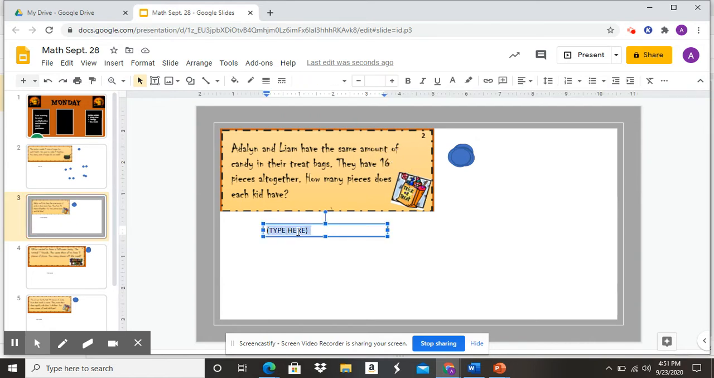That's the number I'm going to take, 16, and I am going to divide that by 2, okay? So my equation is going to be 16 divided by 2. How many groups do I need to draw? I need to draw 2, so that's 1 and 2.